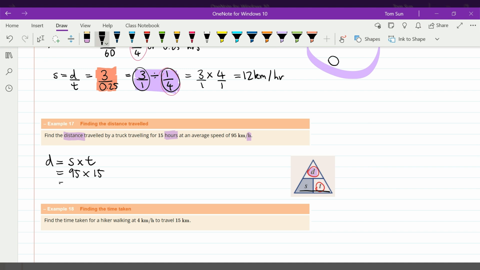95 times 15, we can quickly do it if we want to. Just operate like this. If you don't know off the top of your head, just operate. Let's just do it. 5 times 5 is 25, 5 times 9 is 45 plus 2 is 47. Then a 0, and 1 times 5 is 5, 1 times 9 is 9. So we've got 5, 2, 1 here, so this becomes 14. So here I have 1425 kilometers. And there's my answer.